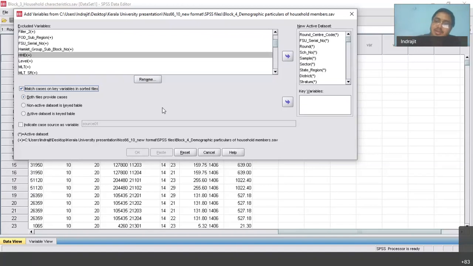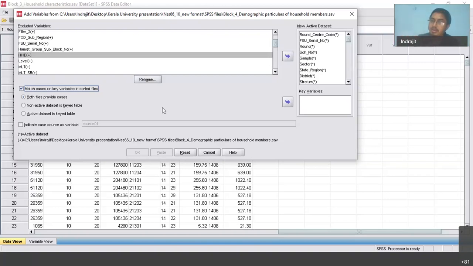Active means, as Dr. Devi Prasad mentioned, the file is open. That is your internal file, the active file. And key table means the sorted table. I am asking my household file to get expanded, because 1 lakh cases need to be expanded to 4 lakh 59,000 cases, so it has to be merged with my individual members. So this is the key table.